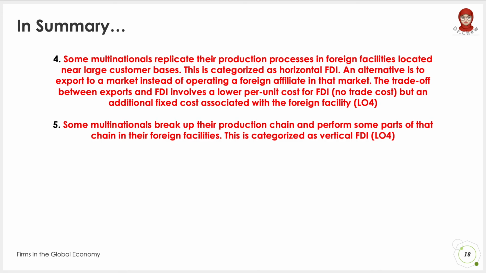Some multinationals replicate their production processes in foreign facilities located near large customer bases. This is categorized as horizontal foreign direct investment. An alternative is to export to a market instead of operating a foreign affiliate in that market. Recall the example of Toyota. Some multinationals break up their production chain and perform some part of that chain in the foreign facility. This is categorized as vertical foreign direct investment. Recall the example of Intel.